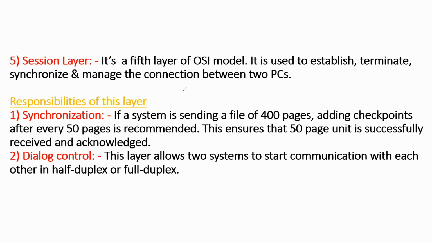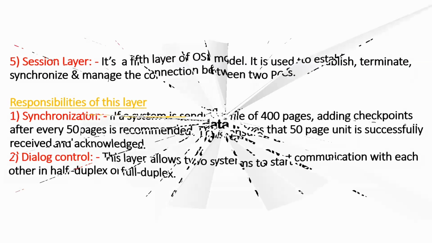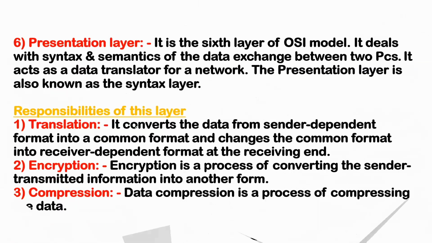Okay, perfect. So we have two layers more, and the next layer is the presentation layer. The presentation layer is the sixth layer of the OSI model. And what is the use of this presentation layer? The presentation layer deals with syntax and semantics of the data exchanged between two PCs. It acts as a data translator for a network. The presentation layer is also known as the syntax layer.